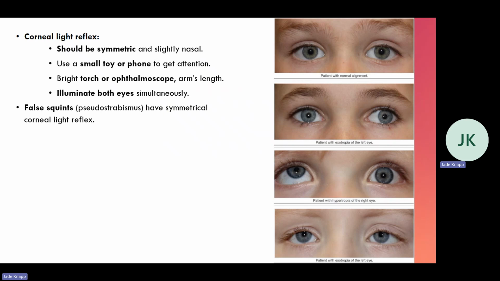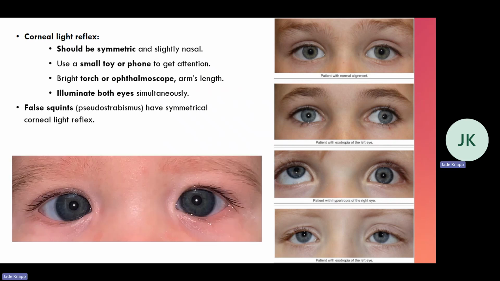A very common thing is a pseudo-strabismus or a false squint, and you tend to get this in newborns and infants where you have a symmetrical corneal light reflex, but it looks like the eyes are turned in. And this is from big skin folds, which we call epicanthic folds, which are pronounced in newborns and infants between the eye and the nose. If you're not sure whether it's a pseudo-strabismus, obviously you err on the side of caution and refer to an ophthalmologist. But you can see the corneal light reflex there is very symmetric.